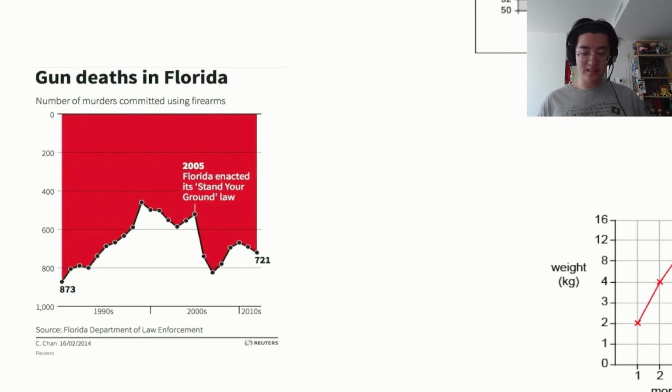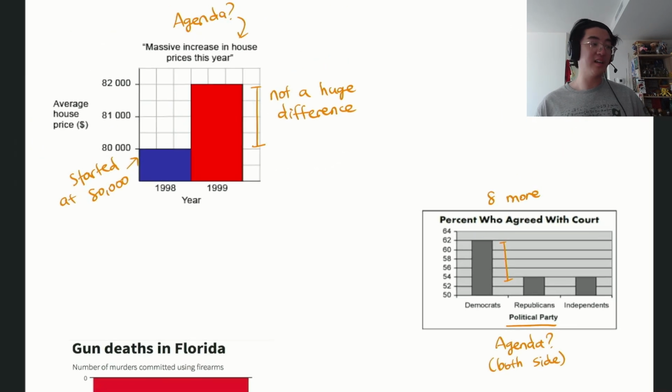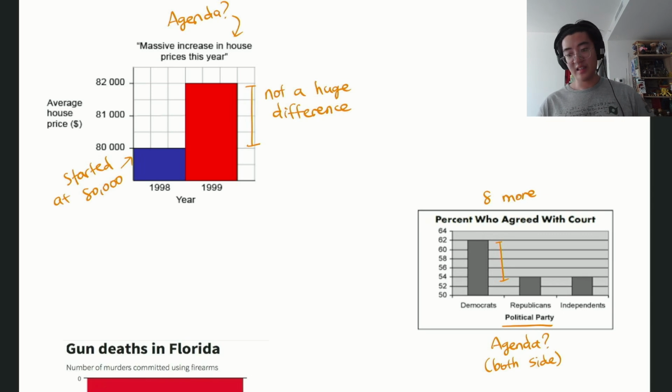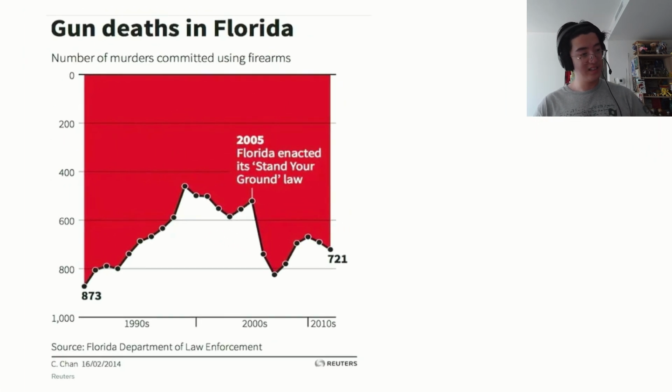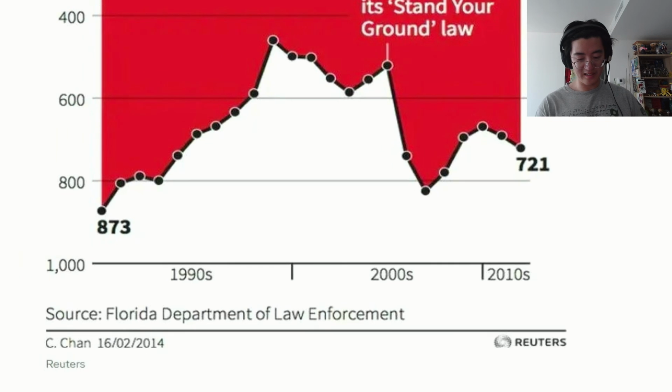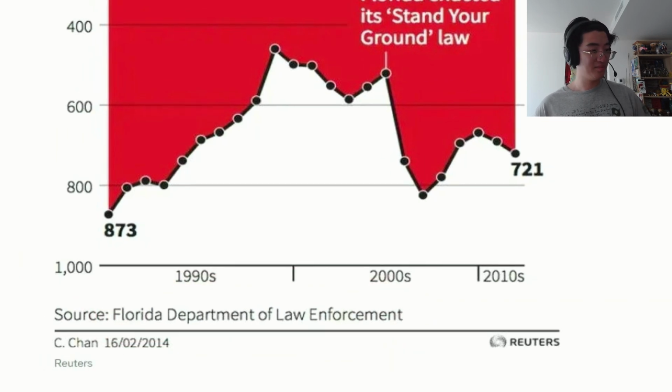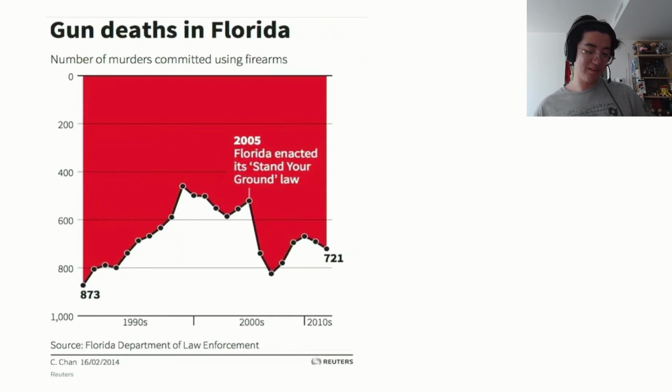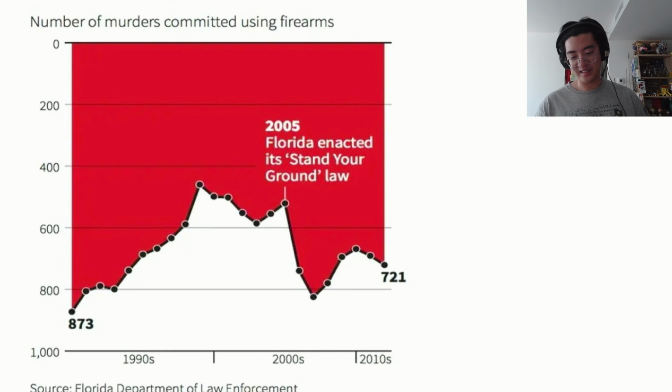And for those two graphs up here, I just grabbed them randomly from the internet, but this is an actual real graph from an actual study from the Florida Department of Law Enforcement. So this is real. Right here, this is the number of murders committed using firearms. And as you can see here, in 2005, when they enacted the stand your ground law, oh, look at that, that's nice. The stand your ground law has decreased the number of gun deaths.